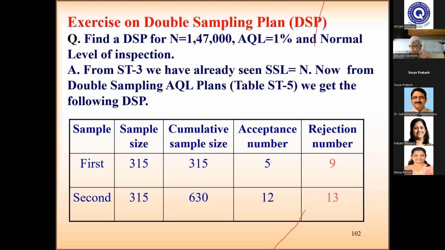Now go for the acceptance number and rejection number. At AQL 1%, for the first sample, how much are the acceptance and rejection numbers? Acceptance number is 5, and rejection number is 9. For the second one, at 630, acceptance is 12 and rejection number is 13. All of you got that?